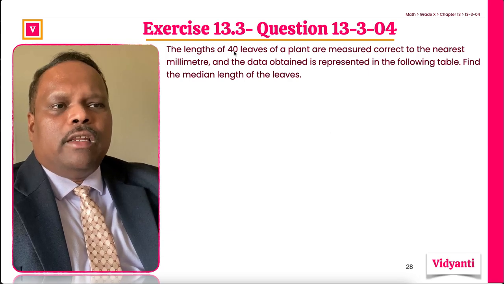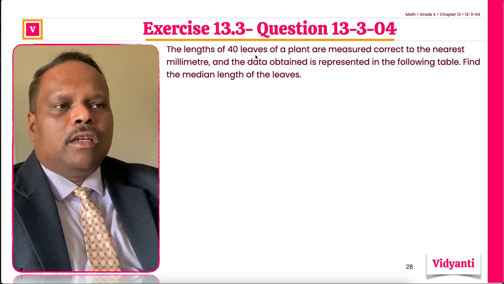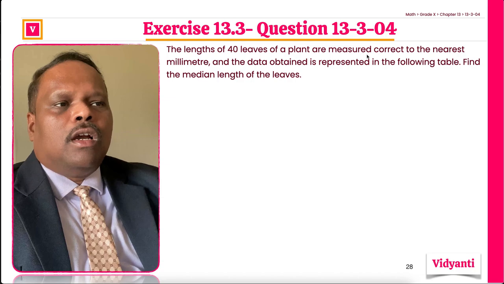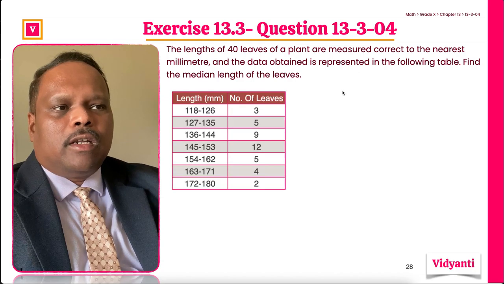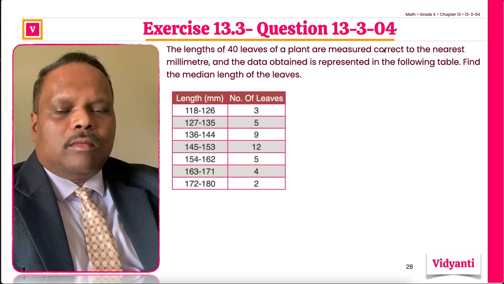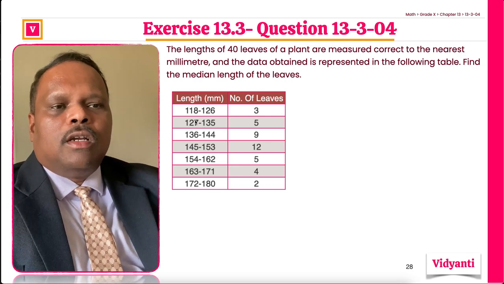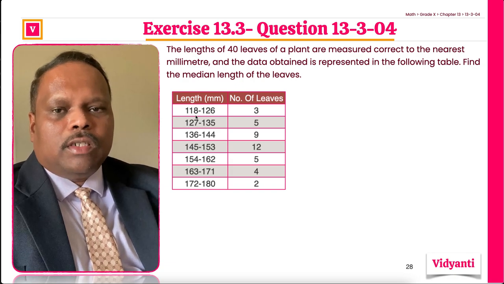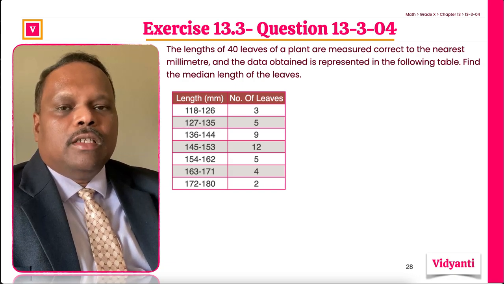Length of 40 leaves, so total number of observation is 40, right there you can figure it out. Our measure correct to the nearest millimeter, data obtained is this one. Now one quick thing here, the data has to be continuous. This is taken from again standard NCERT textbook. The data has to be continuous. So first thing you should check whether the data is continuous.